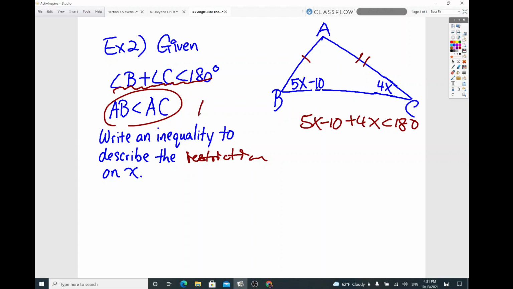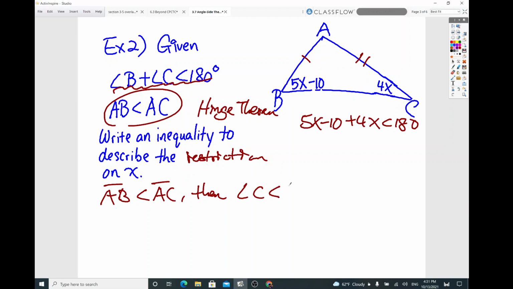So what does that mean? It's showing the hinge theorem. What the hinge theorem is saying is that if one corresponding segment is less than the other, then the corresponding angle is also less than the other angle. So segment AB is less than segment AC. That means the corresponding angle, the one facing across, angle C, is less than angle B. So another thing we can set up here is that 4x is less than 5x minus 10. Okay?